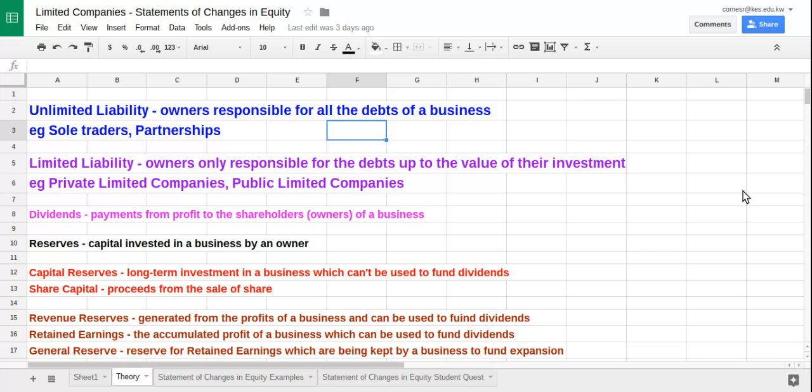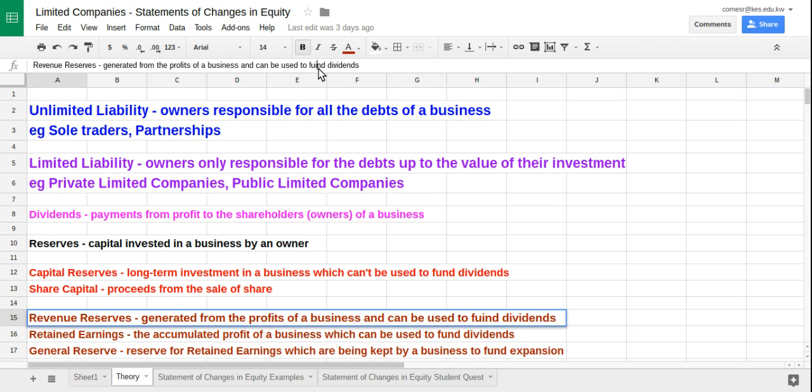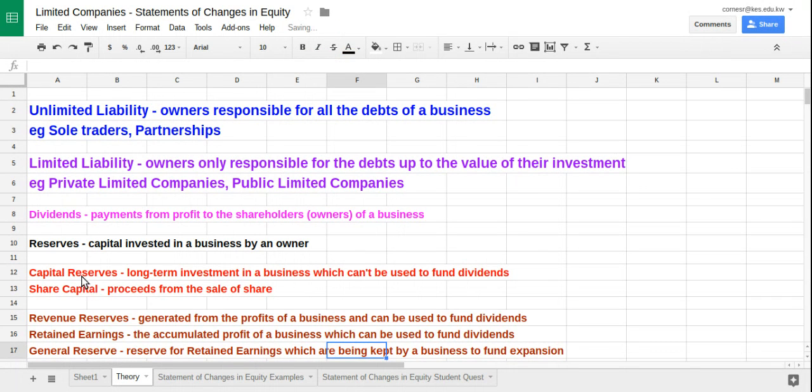Revenue reserves, they're generated from the day-to-day profits of the business, and they can be used to fund a dividend. So what a business can't do is pay a dividend out of their capital reserve or their share capital. When they sell a share, they can't then just give that money back to the owner as part of their dividend. But they can from the big revenue reserve, which is retained earnings.